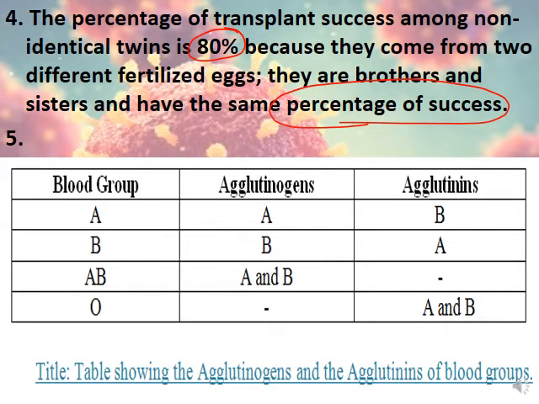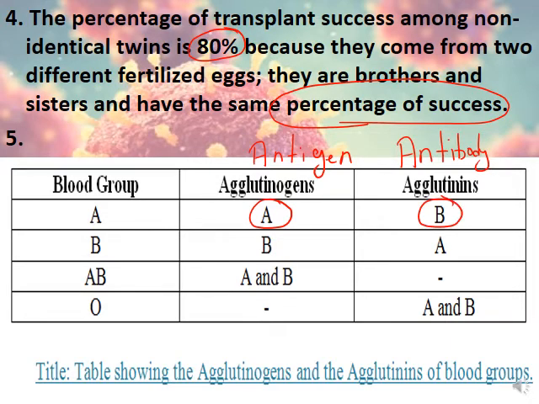Table. Blood group A, as I said, has the same agglutinogen. Agglutinogen, I said, is similar to antigen, and agglutinins is the same as antibody. So here, blood group A has antigen similar to the blood group, so it has antigen A, and antibody different from A. It's going to be B.